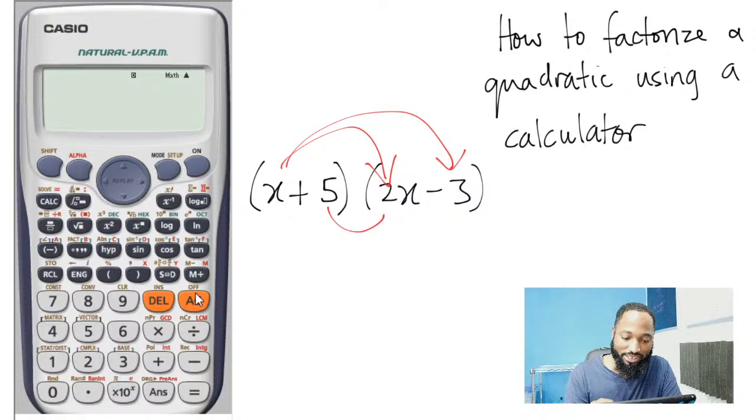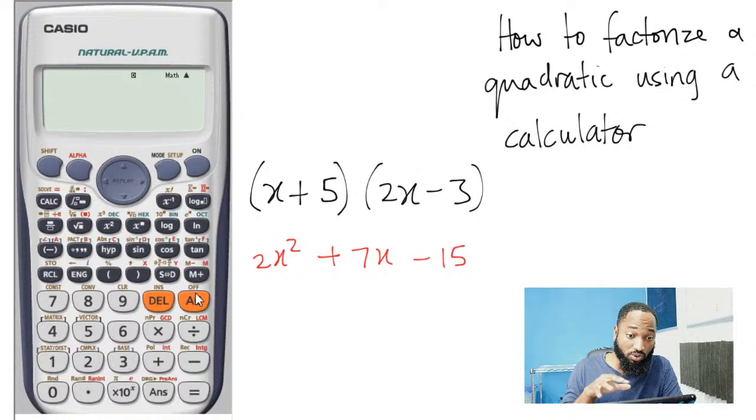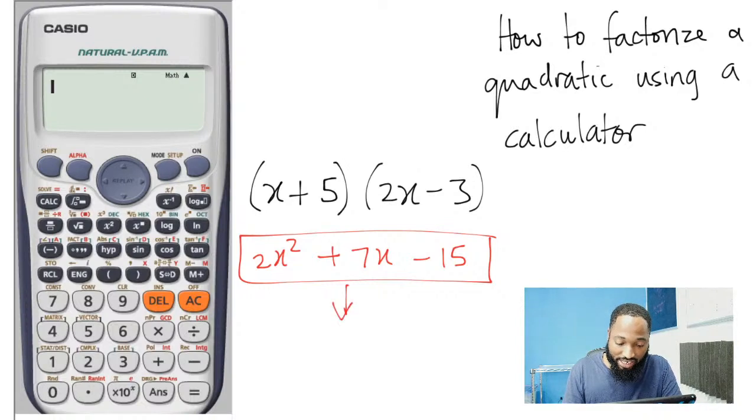So you know that little method where you multiply out everything. So again, 2x squared plus 7x, in the end it will be that minus 15. So this is the quadratic here. You're taking this quadratic and I'm telling you, you can put this in your calculator. You can get the answers straight up.